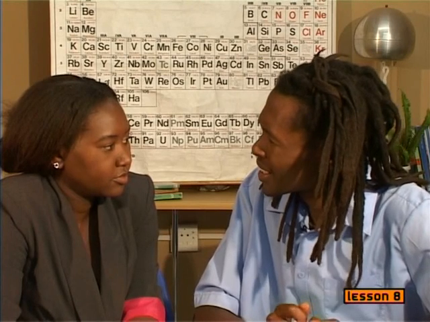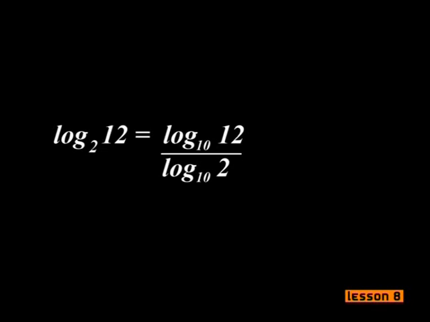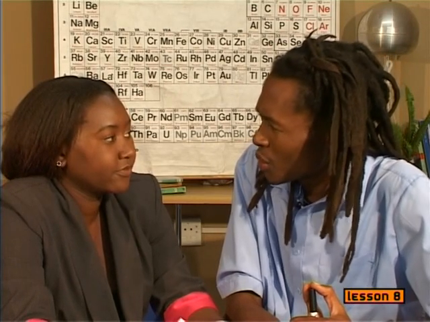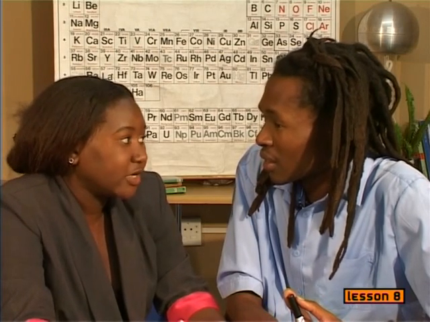Can you show me that using numbers? Good idea. If we had log base 2 of 12, for instance, we could change the base by writing it as log base 10 of 12 divided by log base 10 of 2. That's easy enough, but do we have to use base 10 or can we use any base? You can use any base that's convenient for your calculation.